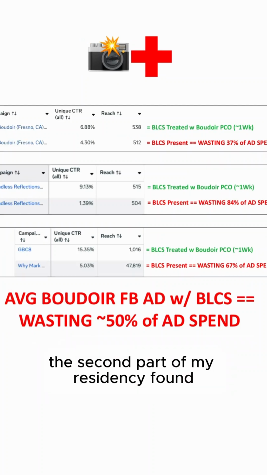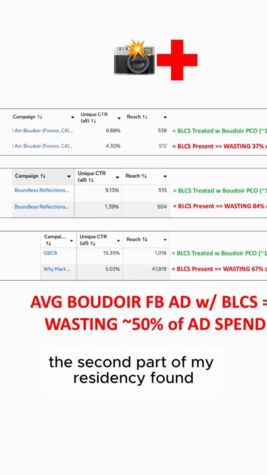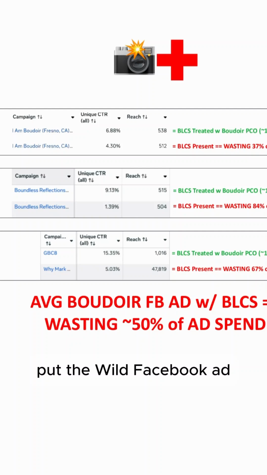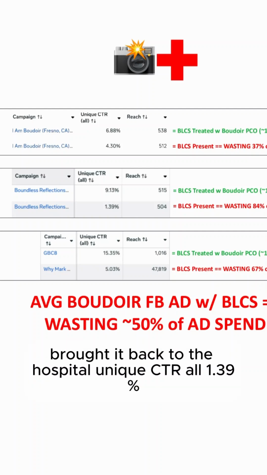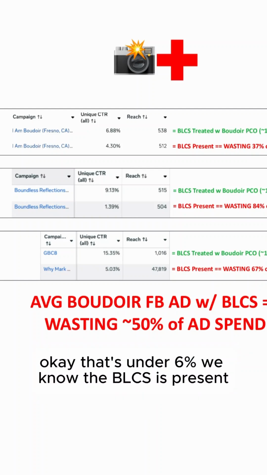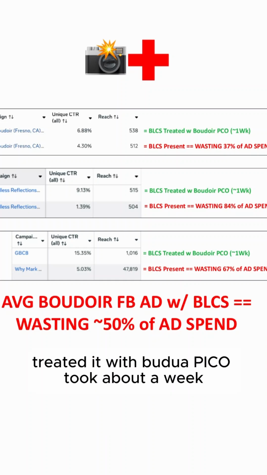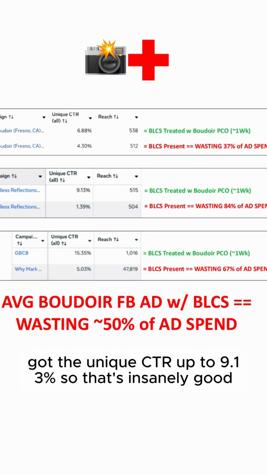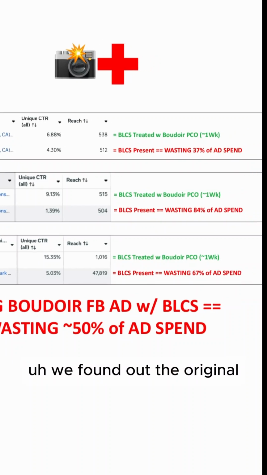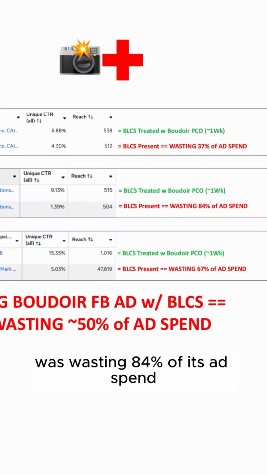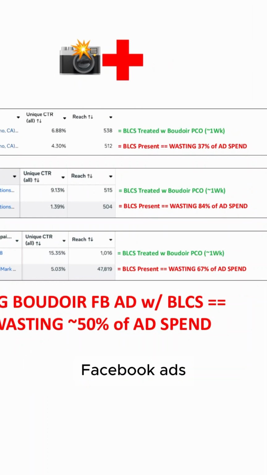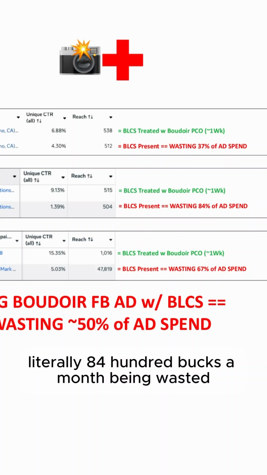Now, the second part of my residency, I found another Boudoir Facebook ad in the wild, brought it back to the hospital. Unique CTR all 1.39%. Okay, that's under 6%. We know that BLCS is present. Duplicated it, treated it with Boudoir Pico, took about a week, got the unique CTR up to 9.13%. So that's insanely good. We found out the original was wasting 84% of its ad spend. So if they're spending 10 grand a month on Boudoir Facebook ads, literally $8,400 a month being wasted, thrown out the window.